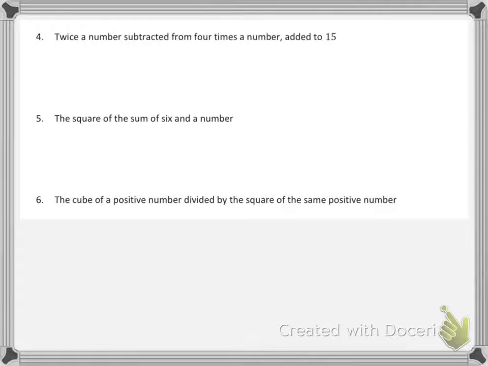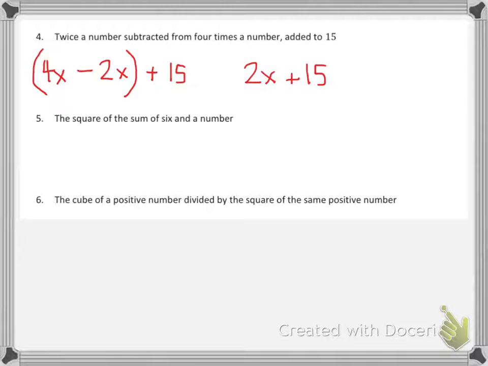Let's see. We have twice a number, so that's 2x, subtracted from, so I'm going to take that away from something, 4 times a number, 4x, and then added to 15. So all of this, 4x minus 2x in parentheses, and then I'm going to add 15. If we simplify this, 4x minus 2x is 2x plus 15. And now we can check our exponents. X is raised to the first power, so that means this is a linear expression.